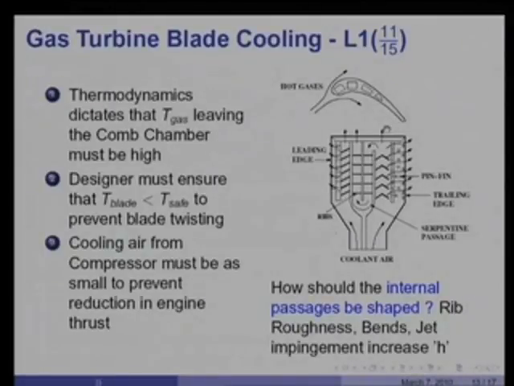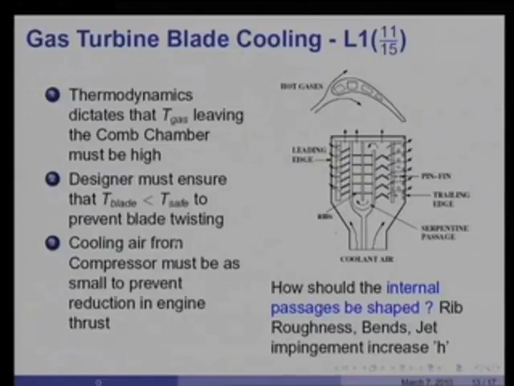The gradients must not be high so as to cause warping or twisting of the blade that will destroy its hydrodynamic performance, and therefore the designer has to provide extremely complicated cooling systems. In this figure, the cooling air from the compressor is brought in from within the blade and made to pass through serpentine passages or blade passages as shown near the leading edge, and also pin passages near the trailing edge, which is extremely thin, and the pin fins provide the strength to the trailing edge.